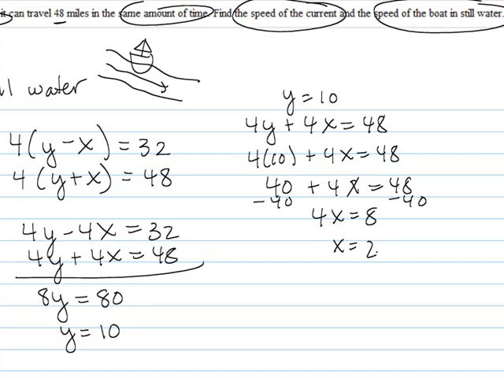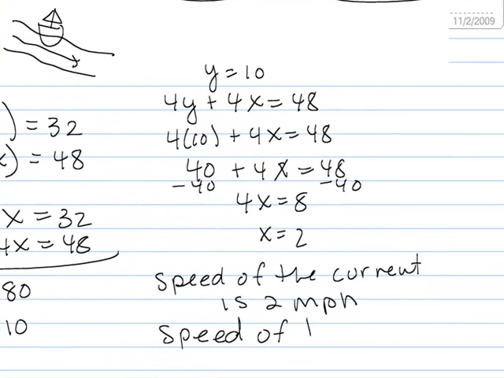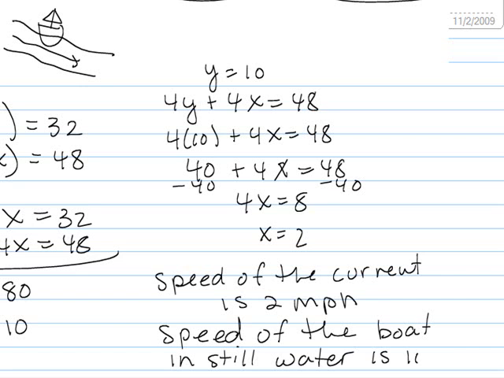So it looks like the speed of the current, which is the first question, is 2 miles per hour, and the speed of the boat in still water is 10, is the y, 10 miles per hour. And that is the answer. Hope that helps.